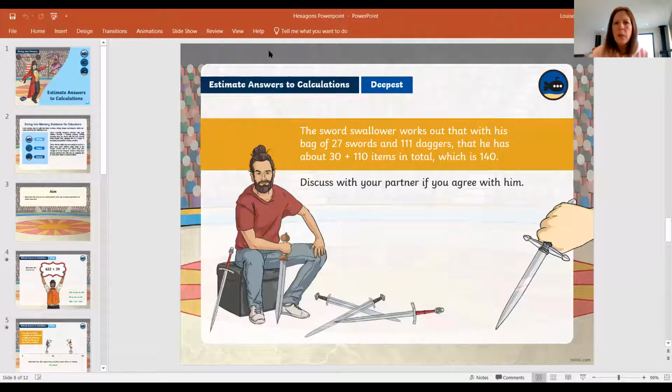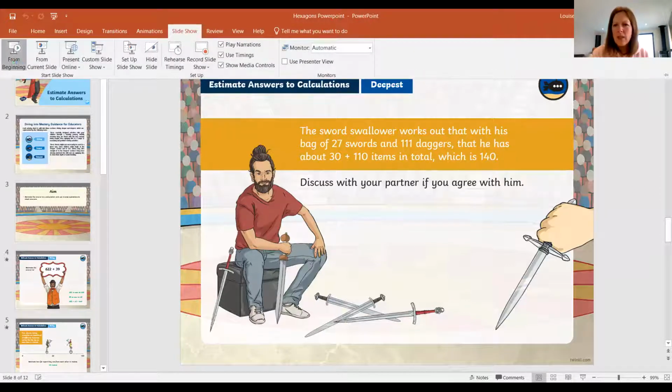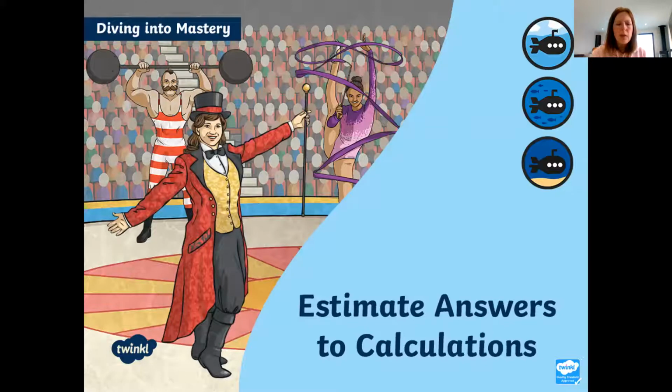So what we're going to look at today is something called estimation. It's a really good thing to do when we are working out a calculation, to estimate first so we can get an idea if the answer that we have reached is a sensible one, makes sense, and is one that we were expecting. Because if it's not what we were expecting, then we have to think, oh, maybe I have made a mistake. So this is going to show us how we can estimate our answers to calculations.